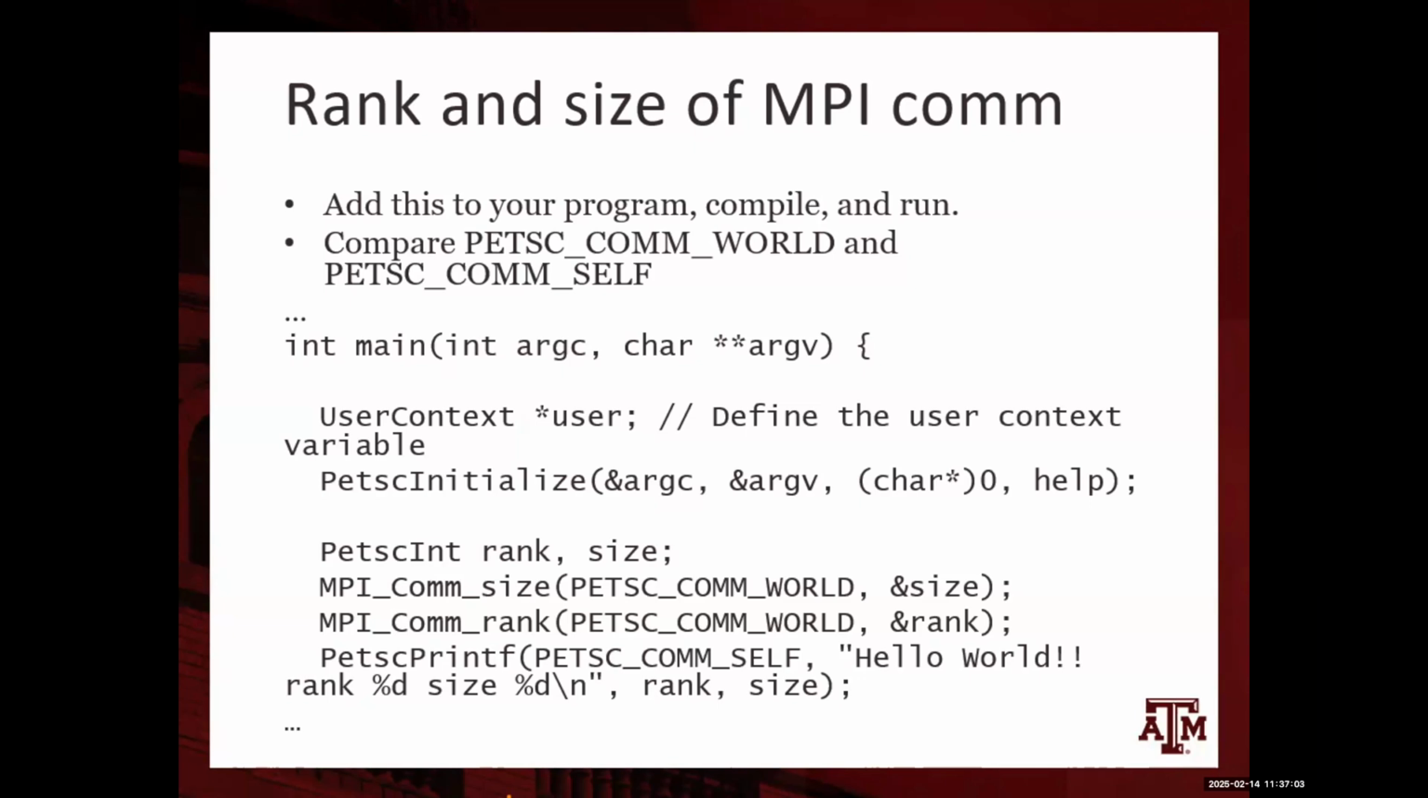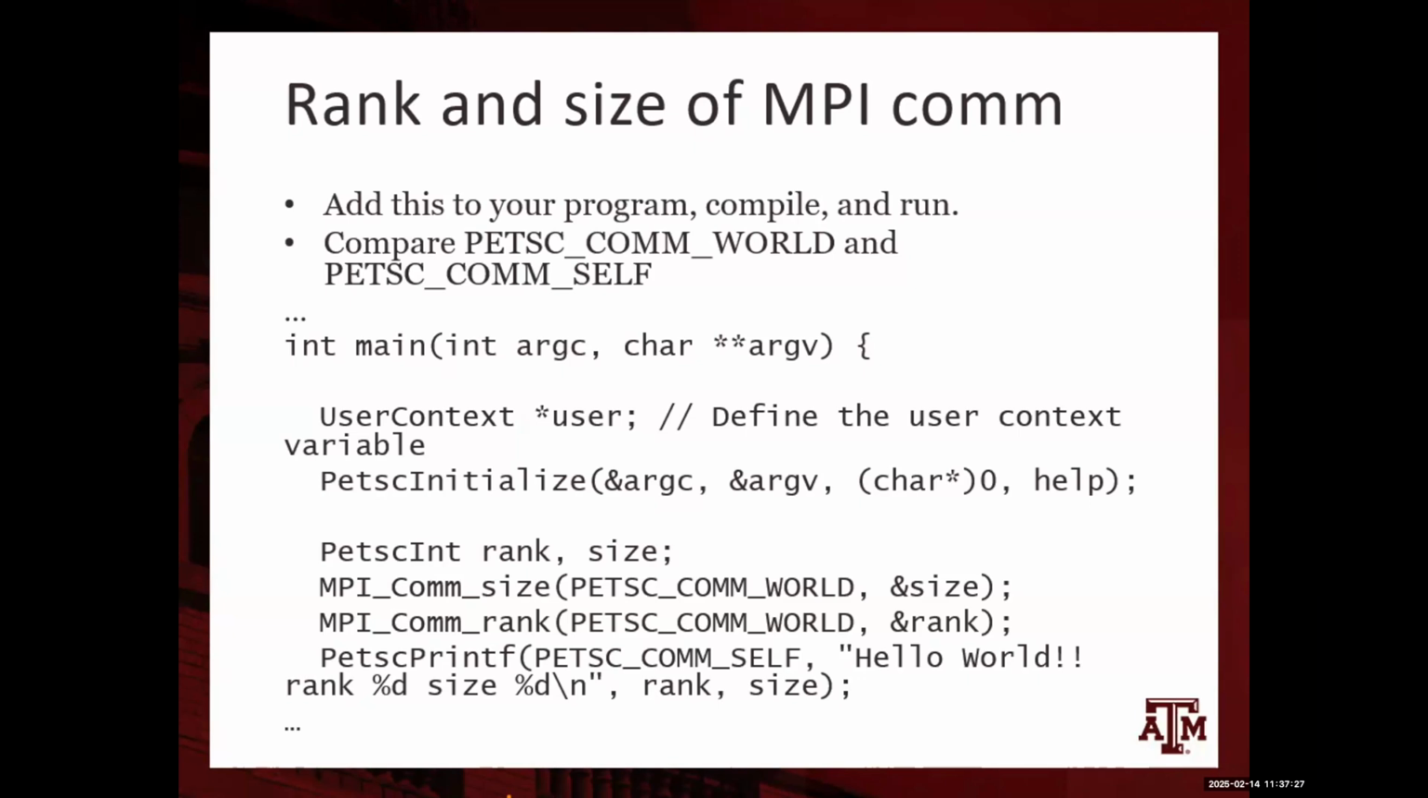Did you see the relation between size and the n that you put in the mpiexec? And then you see when you run on size 4, your rank is going to be 0, 1, 2, 3, correct? Did you see that? All right.